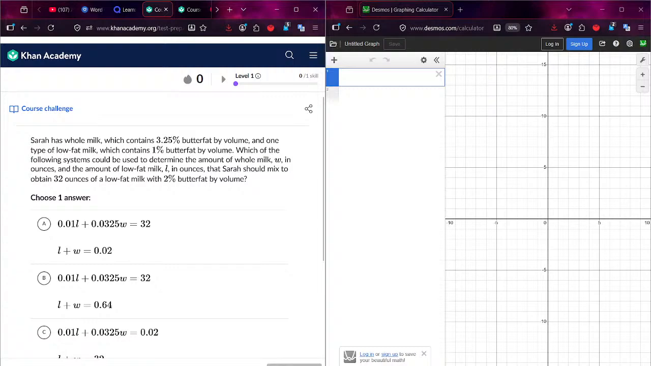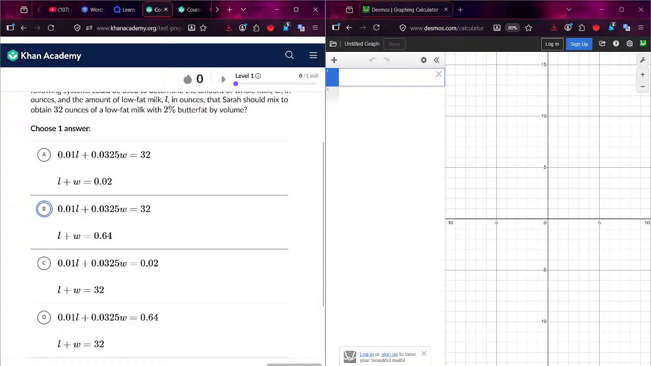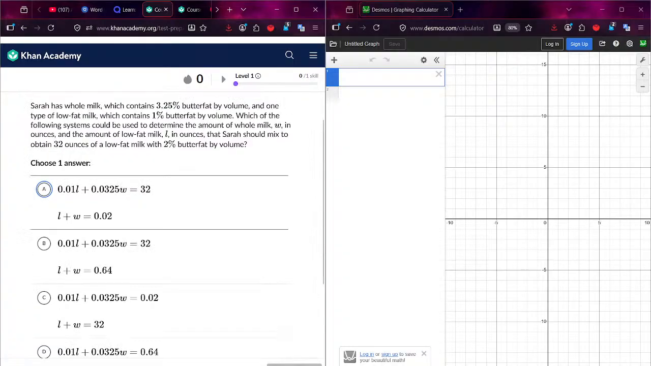Okay, so Sarah's whole milk, which contains 3.25% butterfat. So whole milk is going to be W, 3.25%. So this is what it's going to be. It equals what?